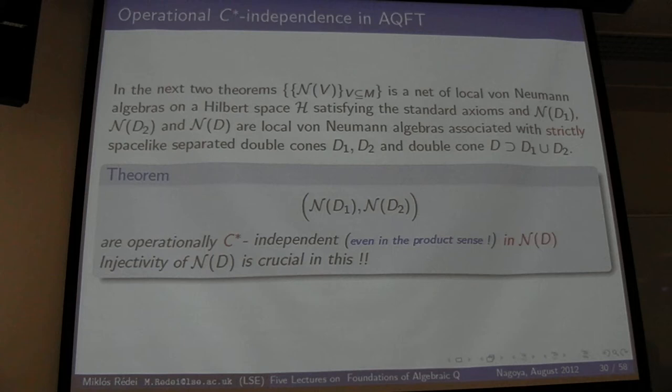So again, you consider two strictly space-like separated space-time regions, double cones, and the large double cone which contains both. Then operational independence in the C-star sense holds for this von Neumann algebra associated with that double cone. And this is because, and I've also given you the proof, because they are strictly space-like separated, they have the split property, the generated von Neumann algebra is isomorphic to the tensor product, and then operational independence holds in the tensor product, and from the tensor product you can extend the operation to the double cone algebra, because the double cone algebra is injective. So this is good. I hope you're satisfied. At this point, you should be relieved.